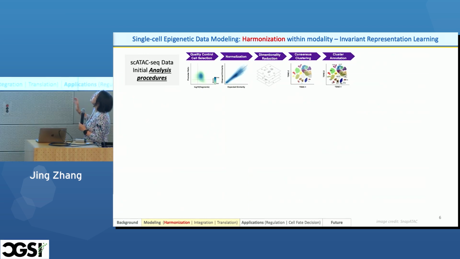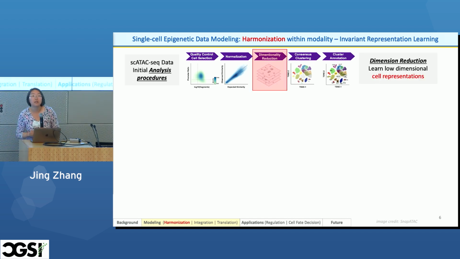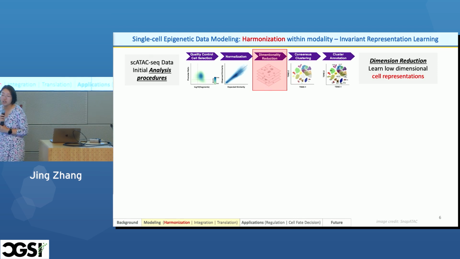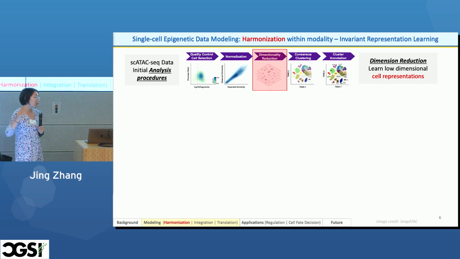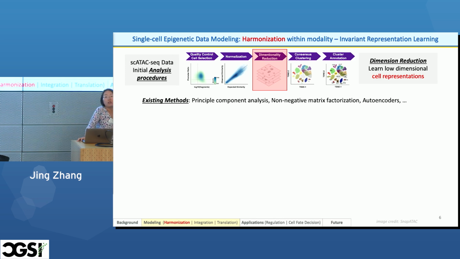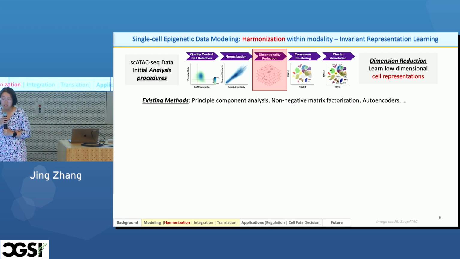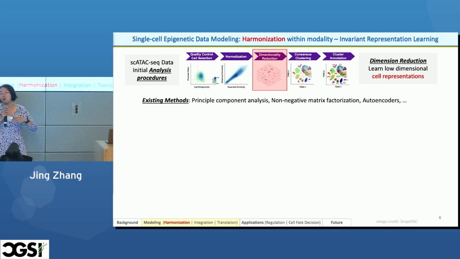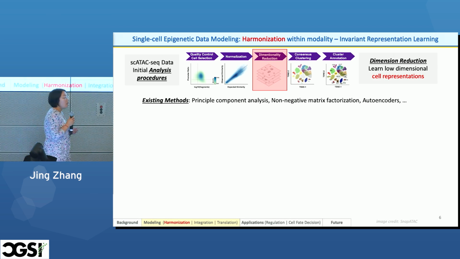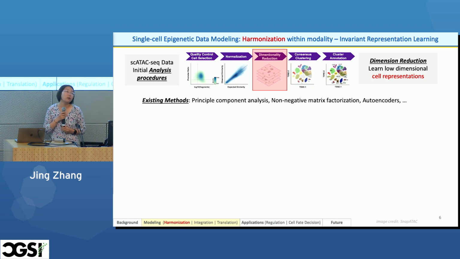In every pipeline, when we are analyzing single-cell ATAC data, a key step is dimension reduction. For those high-dimensional features, we need to project them into a low-dimensional space before we do the clustering and many of the other downstream analyses. Before we started to work on this, there were many existing methods, such as PCA, NMF, autoencoders, and different methods.